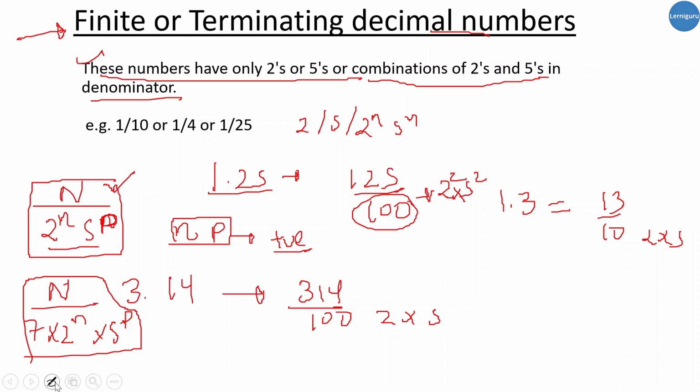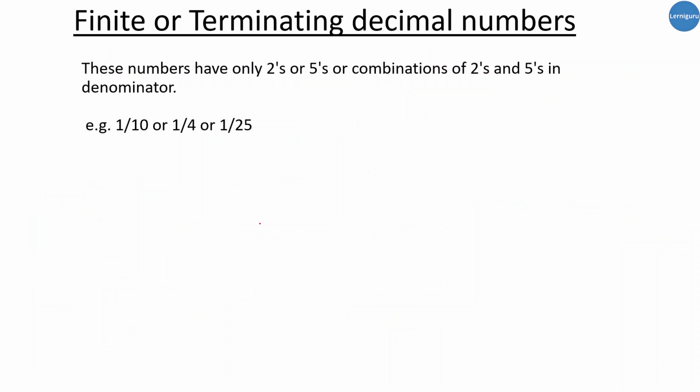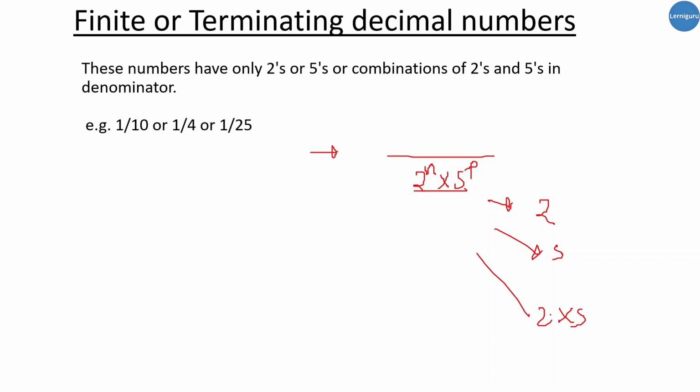I hope you guys are able to understand this. Let me just simplify it. You need to remember this. In a finite or terminating decimal number, in the denominator part, you'll always get 2, or any combination of 2 and 5. Any combination means there might be only 2, there might be only 5, there might be 2 and 5, something like that. Any combination of 2 and 5. I hope this is clear.